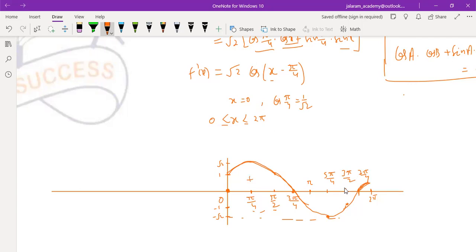So it is positive in these 2 points, and negative in this. So increasing from 0 to 3 pi by 4 and 7 pi by 4 to 2 pi, and decreasing from 3 pi by 4 to 7 pi by 4. Is that clear to you? Increasing from 0 to 3 pi by 4 union 7 pi by 4 to 2 pi, and strictly increasing is there, so leave these 2 points at which it is 0. And strictly decreasing from 3 pi by 4 to 7 pi by 4. Understood, na? Yes, sir.